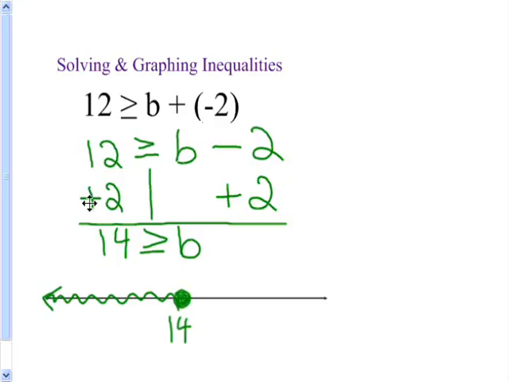And that is how I solve and graph inequalities. Again, solving them is very similar to solving one-step equations by adding and subtracting. The only difference is the sign that we use. Instead of an equal sign, we have an inequality, and then we have to remember to graph these as well.